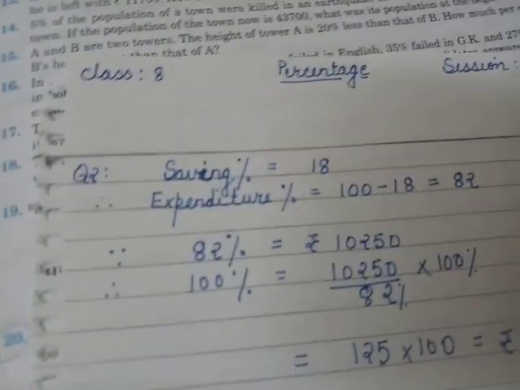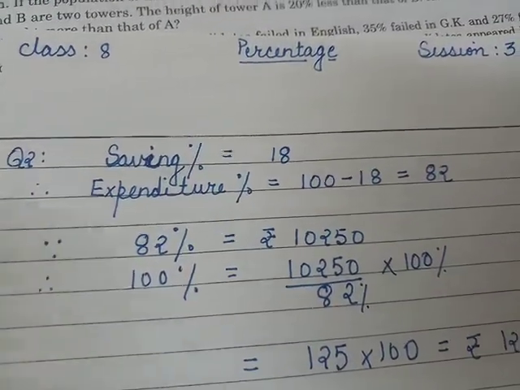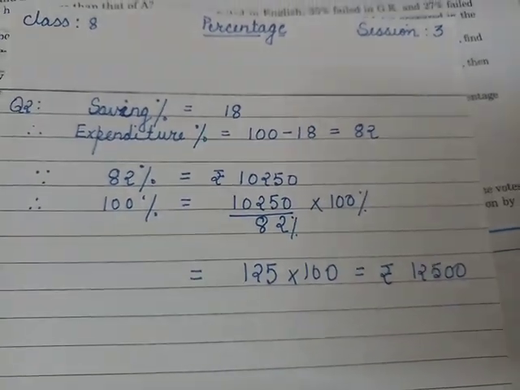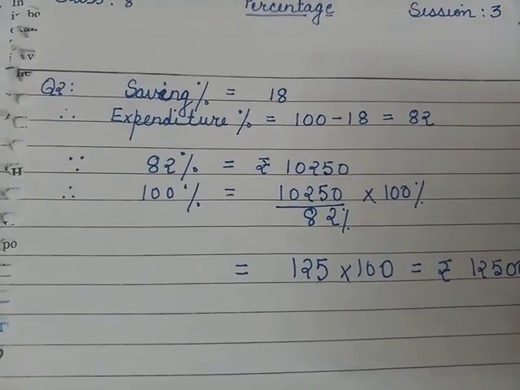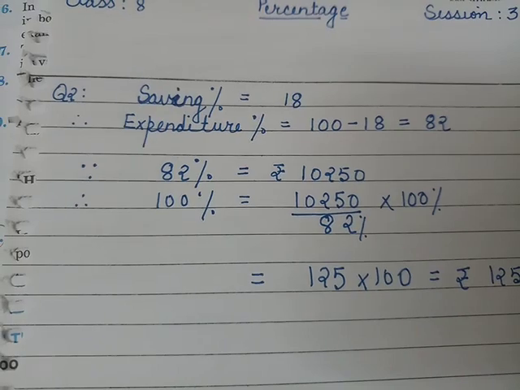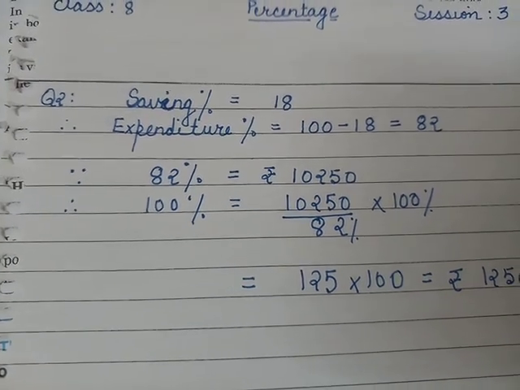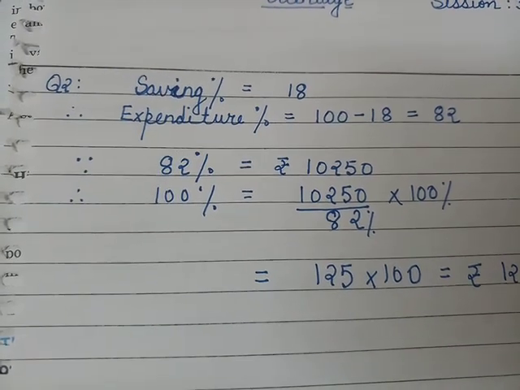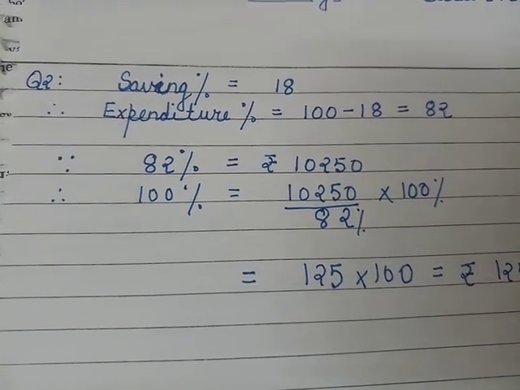How do we do it? See how I'm going to do it. Firstly, we write the saving percent. Saving percent is 18%. That means the remaining money is being spent. So what is her expenditure percent? We know everything is 100%. So 100 minus 18 will give you 82.